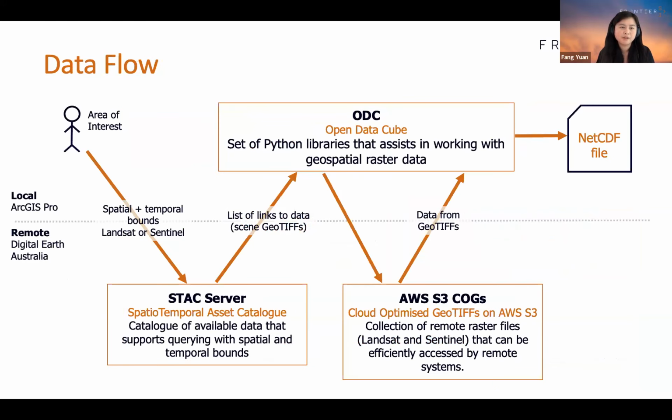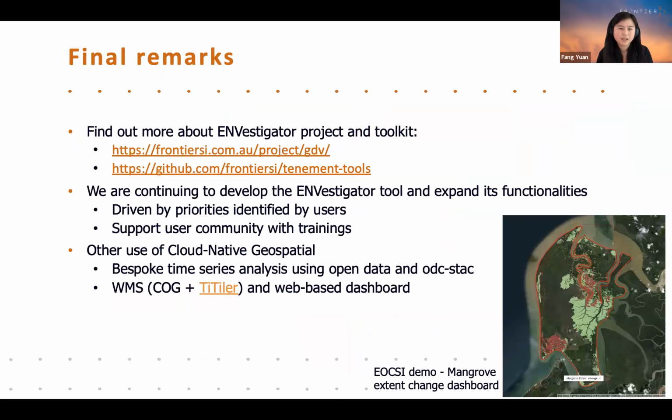In terms of the data flow, users pick their area of interest interactively using the ArcGIS Pro interface, and then the tool will query the STAC server of Digital Earth Australia, grab the data through the OpenDataCube from AWS, and then save the data locally. Even though the analysis is done locally in this case, it has worked out quite well for people who just want to analyze their local area, because it's quite efficient and helps them not have to deal with a large amount of data, so it's quite manageable.